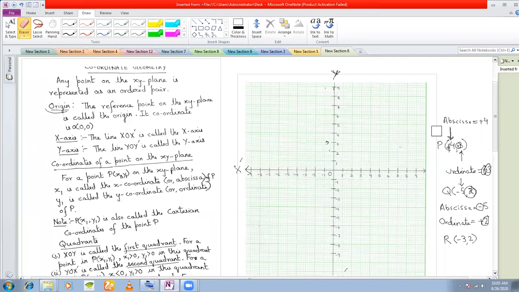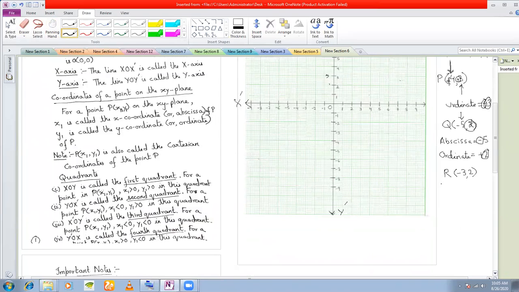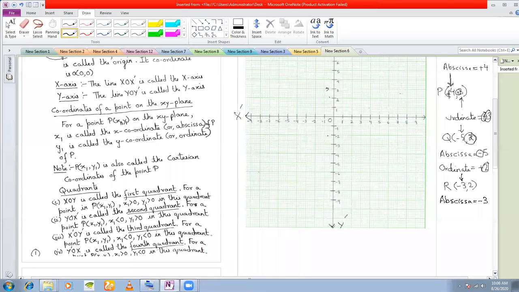Now, in order to locate your point R, you see that the abscissa, or the x coordinate here, is -3. That is 3 with a negative sign. That means abscissa -3 means you have to move in the negative direction of x. And how much distance do you have to move? You have to move 3 units. So 1, 2, 3 units we move, and we stop here.